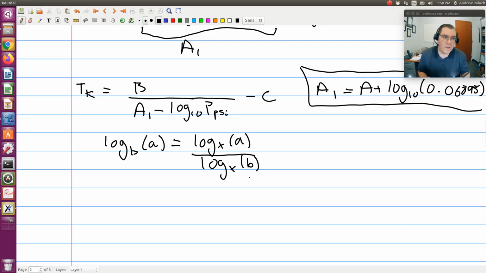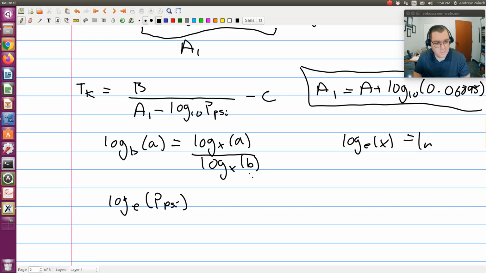So how do we use this? We could define x as either being 10 or e, and we'll get the same answer. But since I want ln of P, let me write this as log base e of P in psi, where again, as an aside, log base e of x is just ln of x.